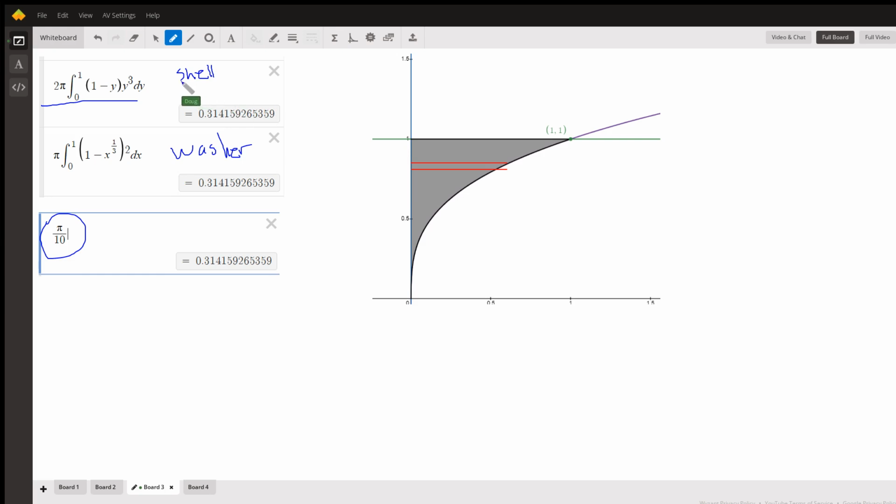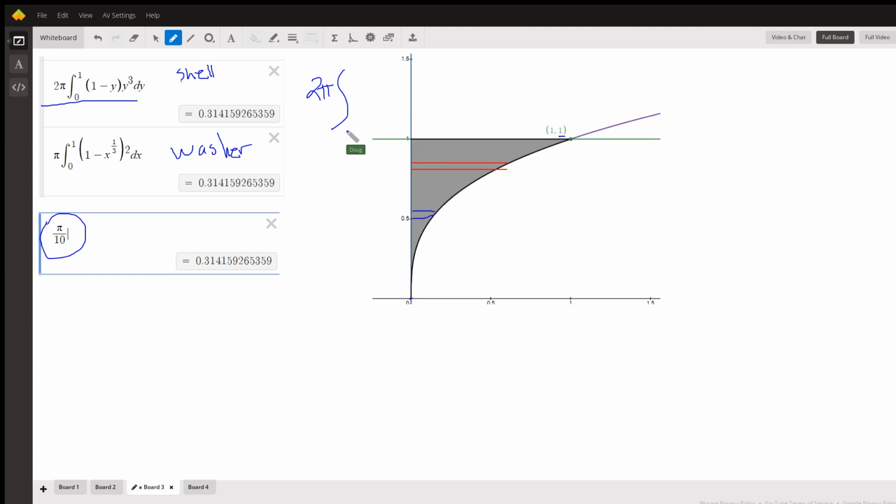Well, if you're going to use the shell method, you want your shells to be parallel to the axis of revolution. Here I've drawn one typical shell, and the formula you use to find the volume of revolution is 2 pi times the integral from, in this case, 0 to 1. We're creating these shells from 0 up to 1. Well, that 1 is this y value right here. We're integrating along the y-axis.